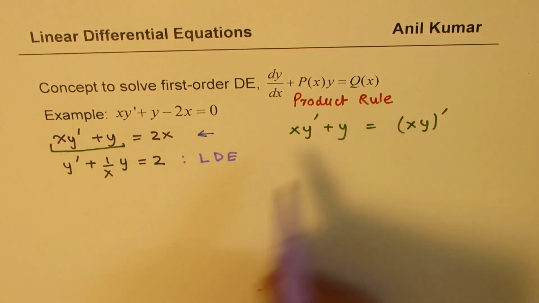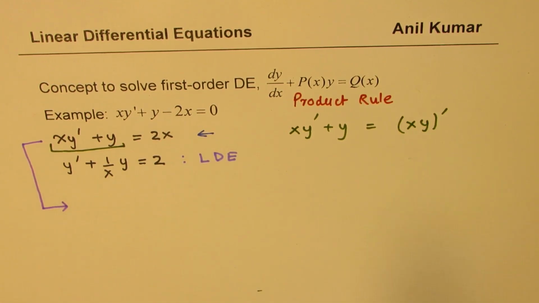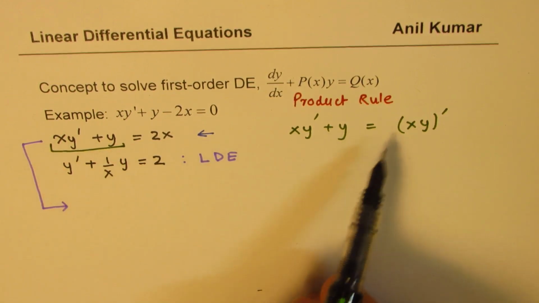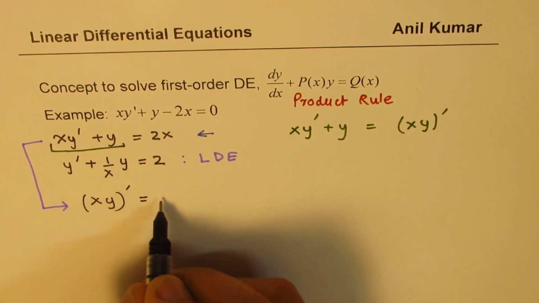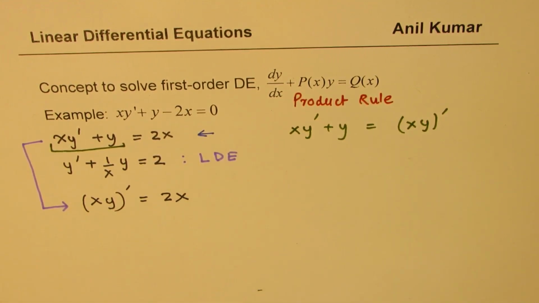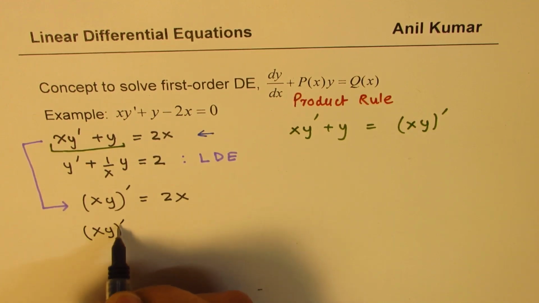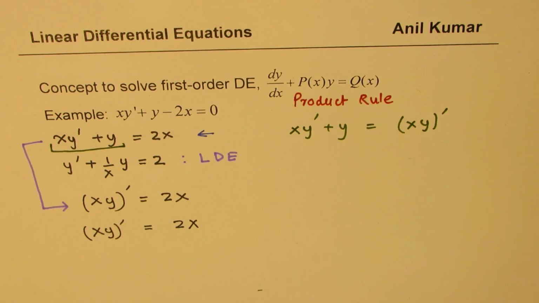So we could rewrite the equation: the left side, xy dash plus y, could be written as (xy) dash equals 2x. Now we could integrate both sides and get the solution. So now we have (xy) dash equals 2x. If you integrate both sides, then what happens? Let's write it down.